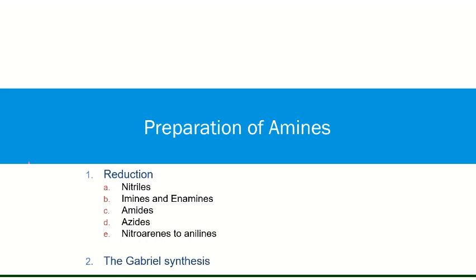Amine preparation. Here we're going to be looking at reduction. Just about any nitrogen compound that you come across, you can reduce with some sort of reducing agent, dihydrogen, or somewhere to deoxygenate. And then we'll talk specifically about a few reactions, including the Gabriel synthesis, which is a very beautiful way of making primary amines.